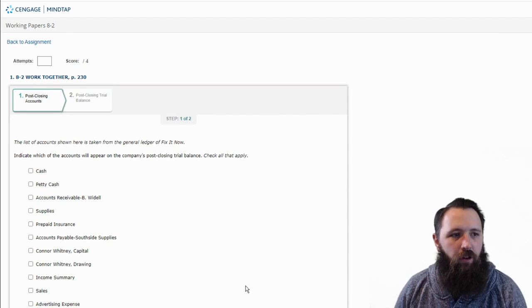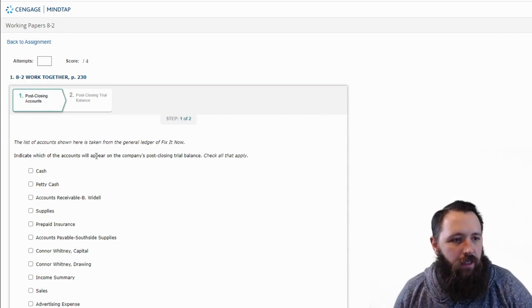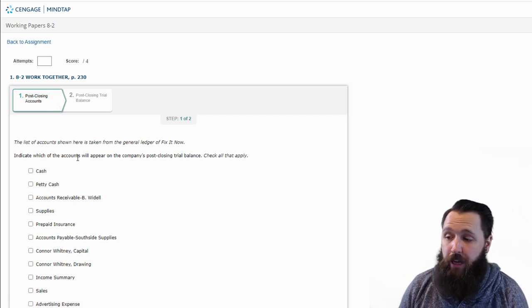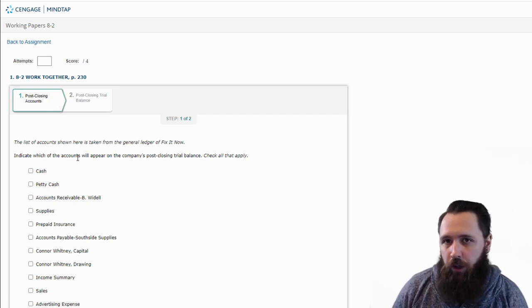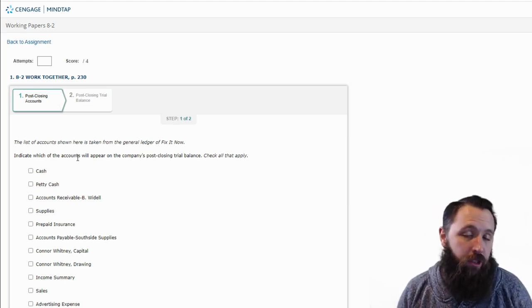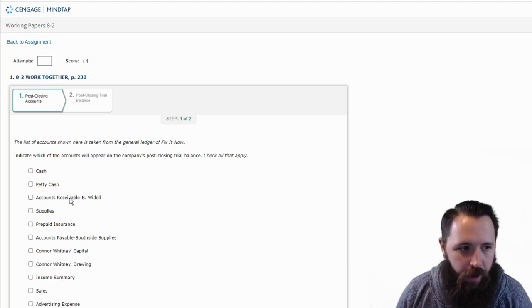All right, so let's take a look here, and it says the list of accounts shown here is taken from the general ledger of Fix It Now. Indicate which of the accounts will appear on the company's post-closing trial balance, and then we're just going to check all that apply. So what are we really doing here? We're looking at permanent accounts and temporary accounts. We just need to check all the permanent accounts that we have.